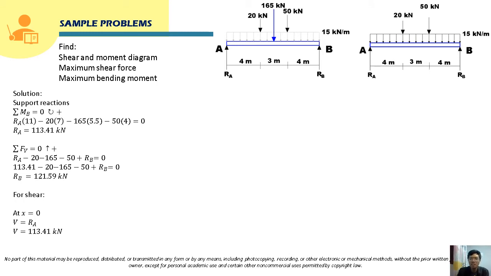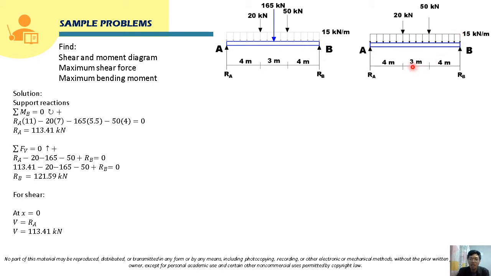Okay. So class, we are going to solve next the shear at this point. Take note, class, that for shear, the loading that we are going to use should be the original loadings. Just because we convert this distributed loading into its equivalent point load doesn't mean that we can use this in solving for shear. We have to use the original loading, which is a distributed loading.